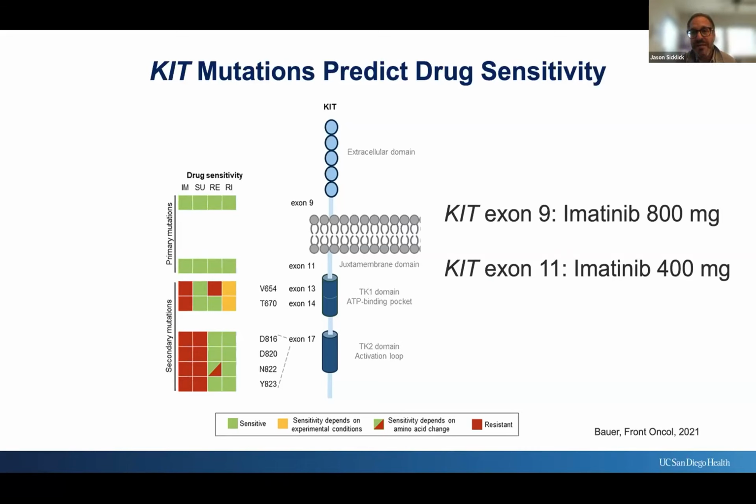Furthermore, we actually know that even within the KIT gene, the mutations portend different sensitivities to drug. And so one of the great discoveries, and to my knowledge, this is the only disease where we will use a genetic mutation to dictate what drug dose we might recommend for a patient, is that patients with an exon 9 mutation may do better with 800 milligrams of imatinib, as opposed to patients with KIT exon 11, where 400 milligrams should be sufficient. So it's an interesting discovery that gene mutation dictates potential drug dosing.